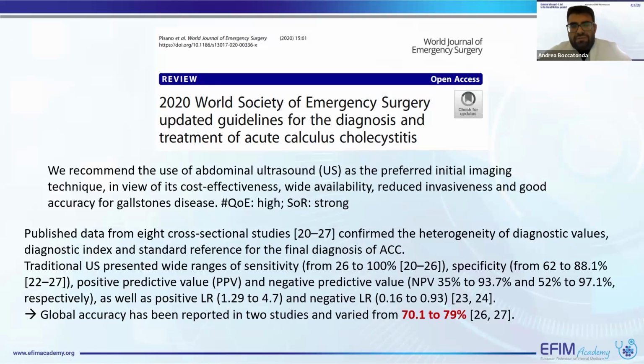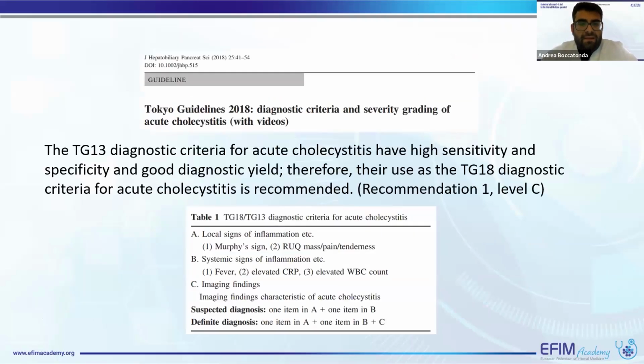About the guidelines, we remember that the 2020 World Society of Emergency Surgery guidelines recommend abdominal ultrasound as the first and preferred initial imaging method. And I reported the text in particular to observe that only 8 cross-sectional studies are involved in this recommendation, and only 2 studies reported a global accuracy that ranges from only 70 to 79%.